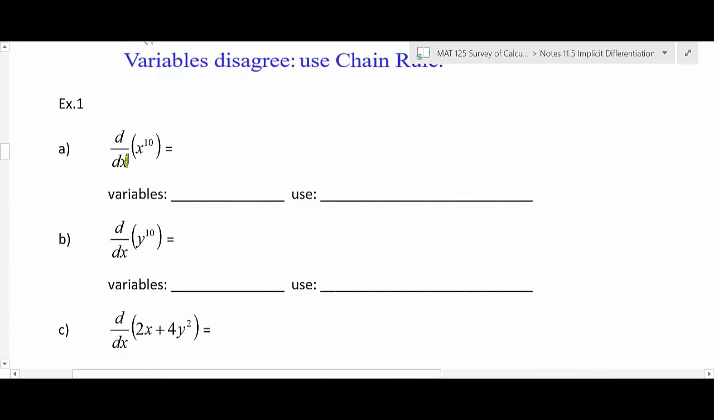Let's look at this one. Do these variables match in this derivative? Yes. So we're not going to use the chain rule, we just use the power rule, and of course you already know the answer. That's 10x to the 9th. Everybody's got that.